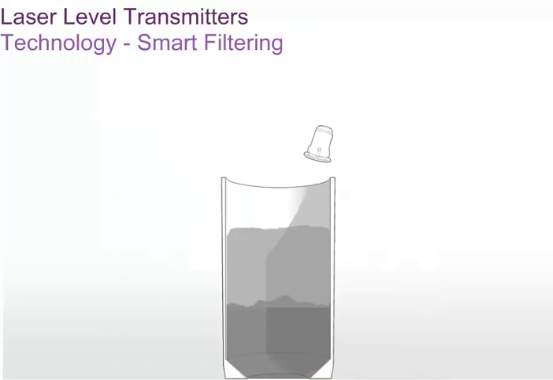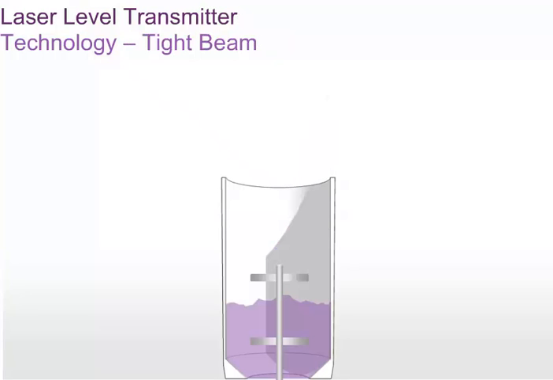The laser level transmitter software has been developed with a smart filtering option. This algorithm allows one to ignore a signal that bounces off a stray rock or dust, but keeps the true signal that arrives last. The laser level transmitter can be installed on top of tanks with obstructions such as agitators, grids, and pumps, and is still able to provide reliable readings despite the continuous movement.